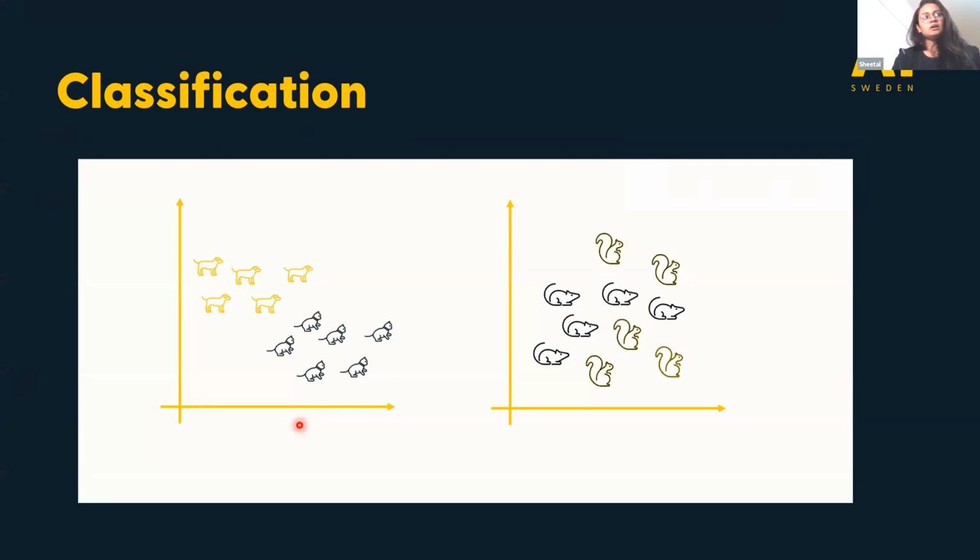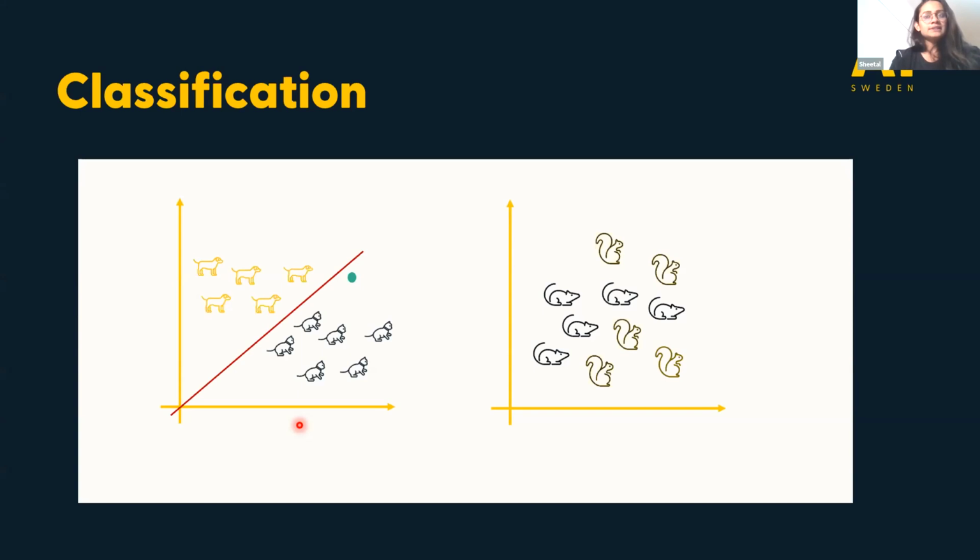Let's see it here. For example, let's say I have a data set of dogs and cats, and I somehow plotted them on the axis here. This is my training data, and now I have a test sample. The task is to classify this test sample as either a dog or a cat. How do we do that? Let's draw a line and say that the samples on the right side of the line are cats and the left side are dogs.